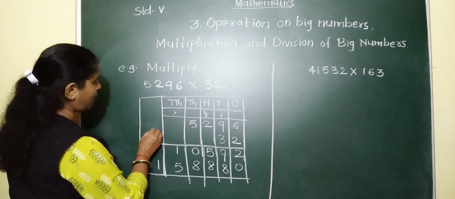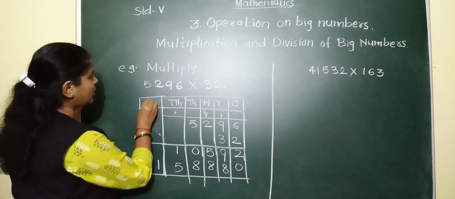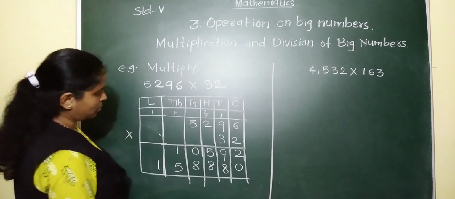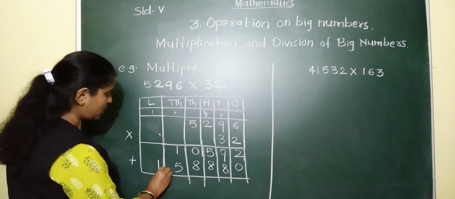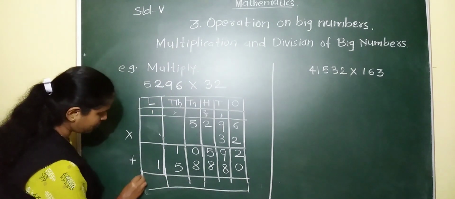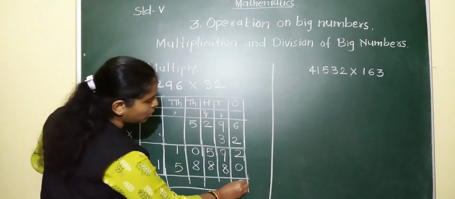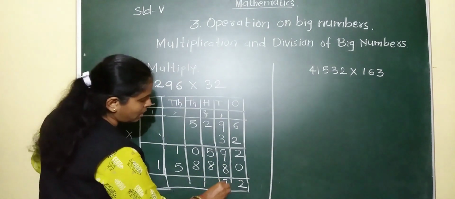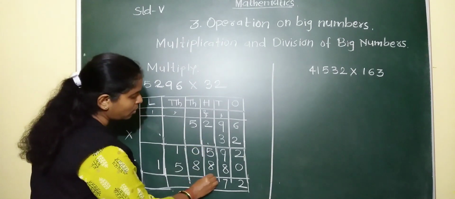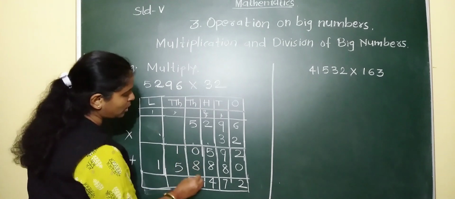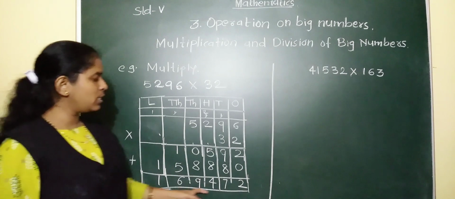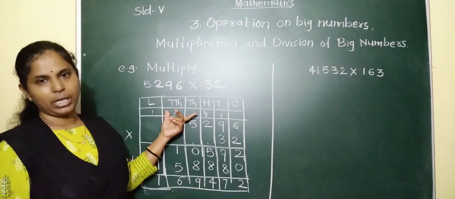Okay, that is the lakhs column. So now add both these numbers. See, 2 plus 0, 2. 9 plus 8, 17, carry 1. 5 plus 8, 13, plus 1, 14, 4, carry 1. 8 plus 1, 9. 5 plus 1, 6. And 1 as it is. So this is the answer of this multiplication.